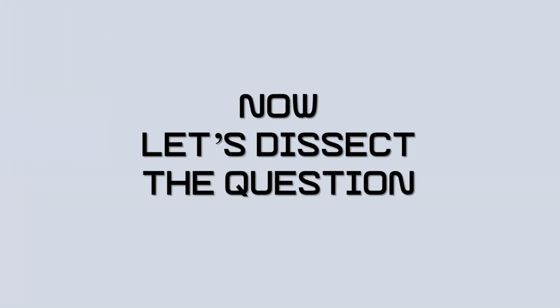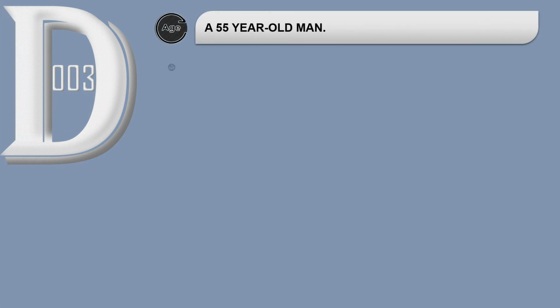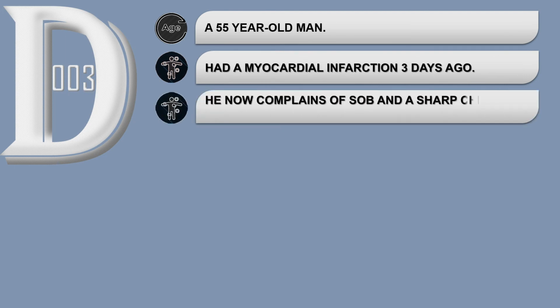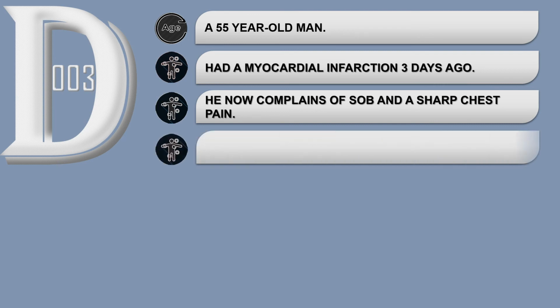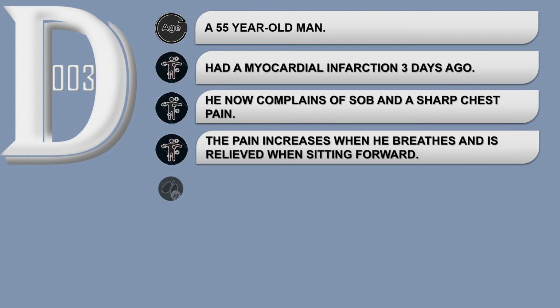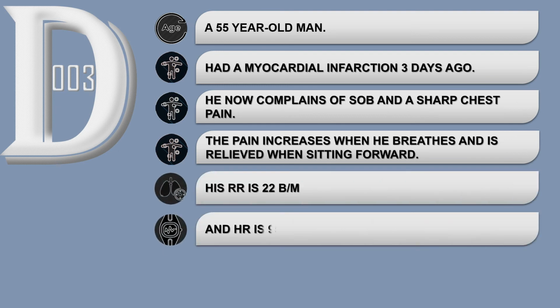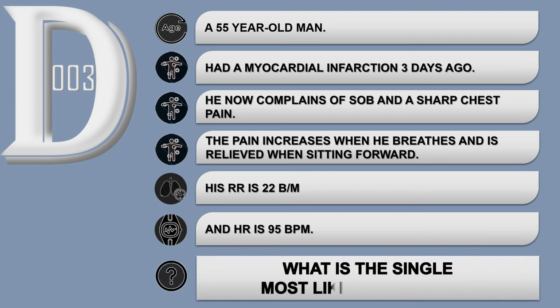Now let's dissect the question and understand what it needs exactly. In this question we have another 55-year-old man who has had an MI 3 days ago. He presents with shortness of breath and a sharp chest pain. The pain is aggravated with breathing and is relieved when leaning forward. He has a respiratory rate of 22 breaths per minute and a heart rate of 95 beats per minute. And our favorite question is once again what is the single most likely diagnosis?